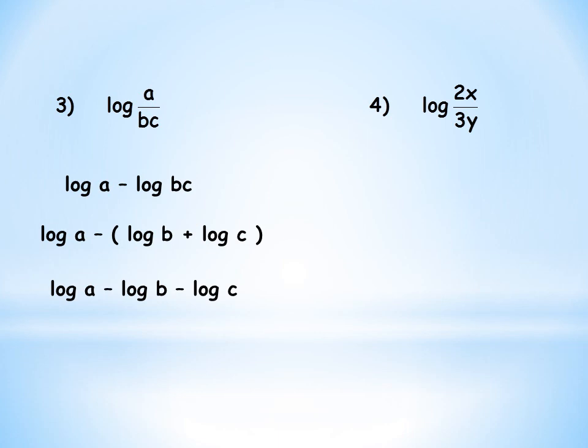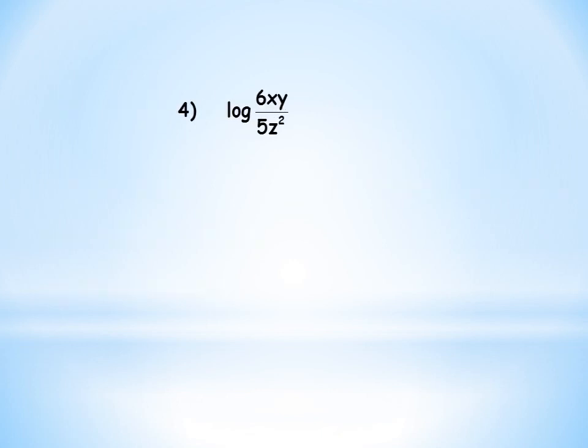Here, log 2x divided by 3y. The 2 and the x are in the numerator, so they would be added together. And then the 3 and the y are in the denominator, so those should be subtracted. Go ahead and try this one and see if you can put this one together on your own.